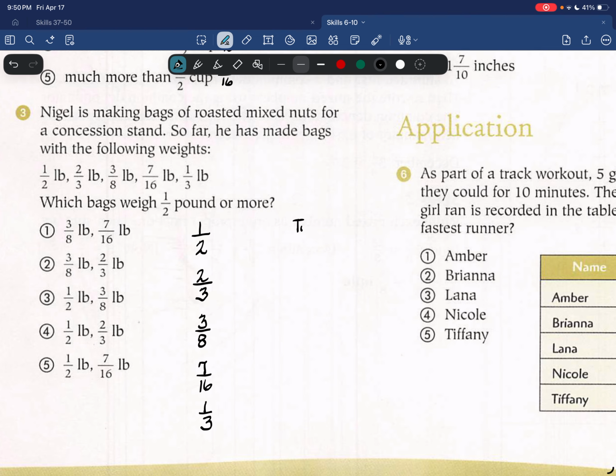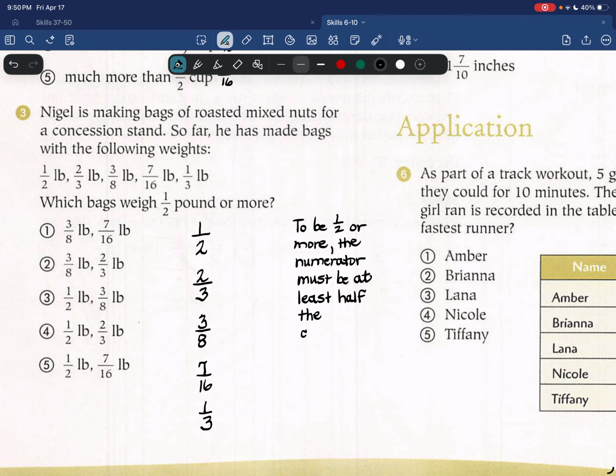To be 1/2 or more, and I'm sorry if you hear music playing, it will stop very soon. To be 1/2 or more, the numerator, and remember the numerator is the top number, must be at least half the denominator.